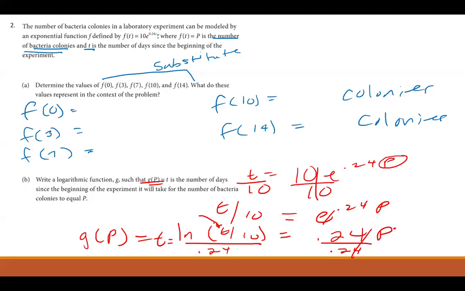What that means is that instead of putting in time, you're now putting in the population, right? So if I had a goal population of knowing, when will I have 1,000 bacteria colonies? I would just plug in 1,000. The main thing here is that you're finding the inverse.